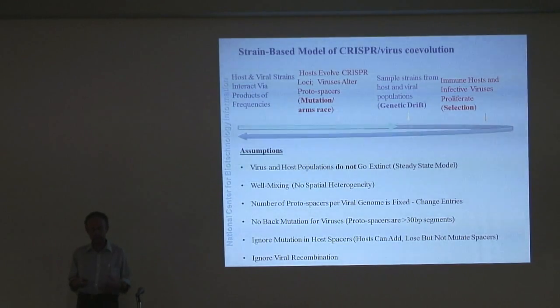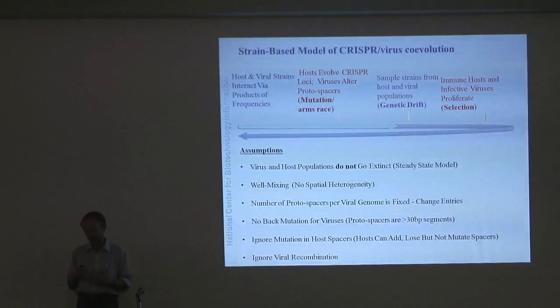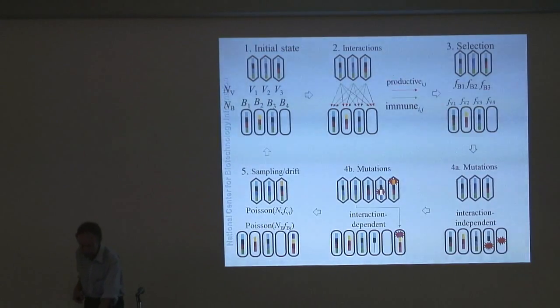Basically, what we put into this model is a certain diversity of host and viral strains that interact by mass action, by the products of frequencies of the hosts and viruses. And then there is a sort of mutation-selection arms race, whereby hosts evolve CRISPR loci that provide immunity, and viruses alter protospacers and escape the immunity. So there is a combination of selection, mutation, and genetic drift, as in any evolutionary process.